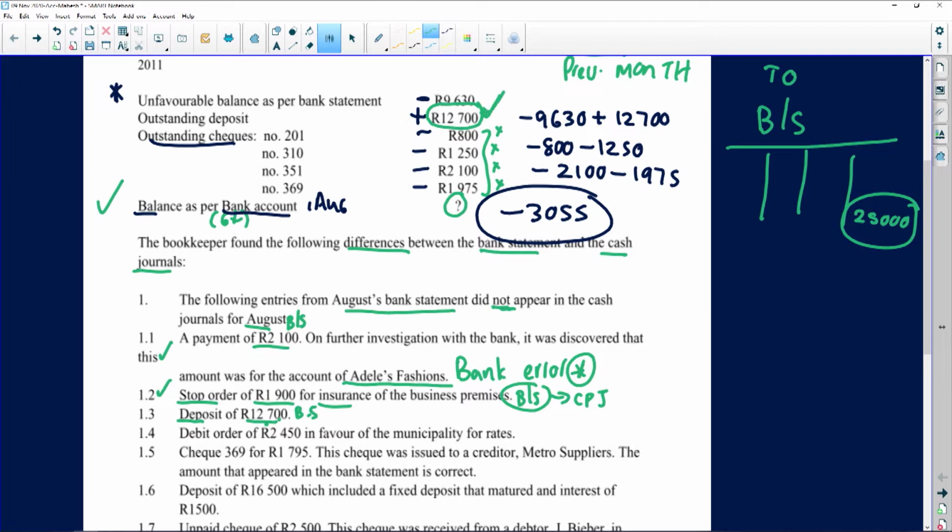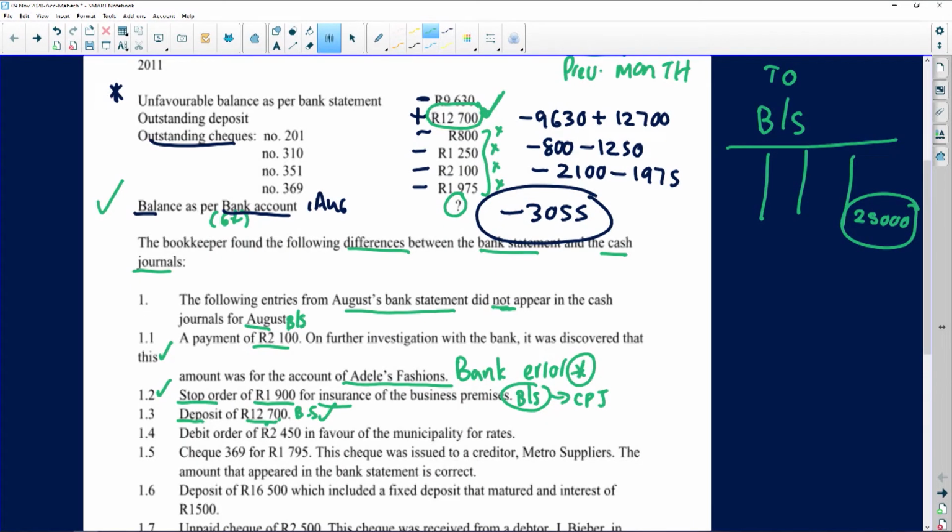Remember, you're not going to re-enter the 12,700 in your CRJ. You simply tick off the 12,700. It was outstanding last month. The bank has now acknowledged receiving this money. Okay, right, let's move on to 1.4.